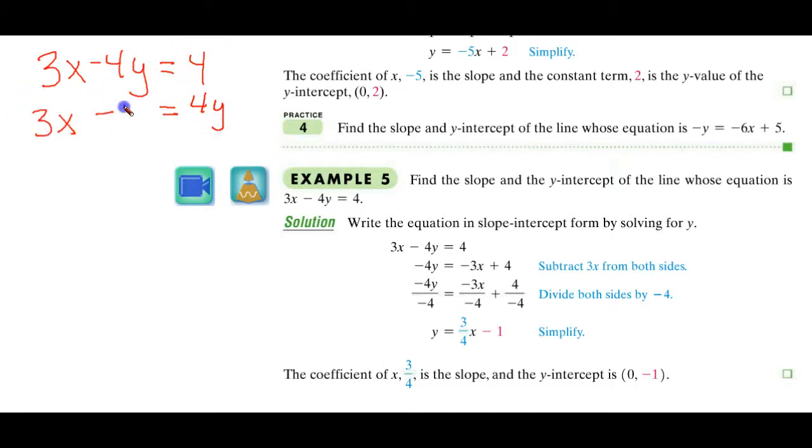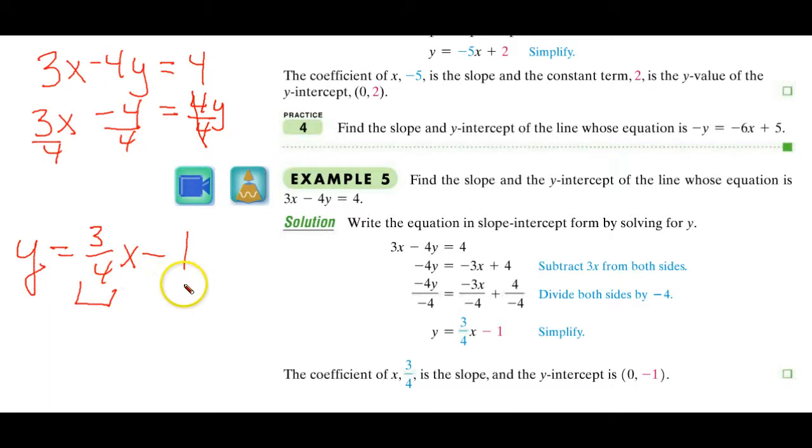Transpose the 4. Again, I just transposed the negative 4y, made it a positive on this side. Now I'm going to divide everything by 4. And then I could rewrite it this way too. Y, this is y over here, equals 3/4 x minus 1. So my slope is this, and my y-intercept is this.